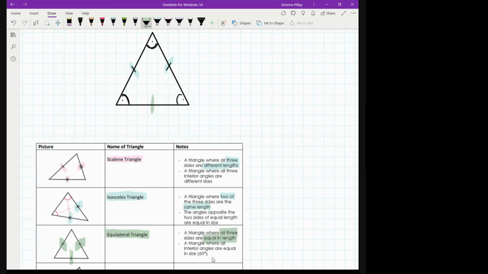And a characteristic of this triangle is that when you have all three sides equal in length, all of your interior angles, what do we mean when we say interior angles? Remember, I just mean these angles that form inside my triangle. All of my interior angles equal 60 degrees. Okay. So this is my classifying triangles based on side lengths.